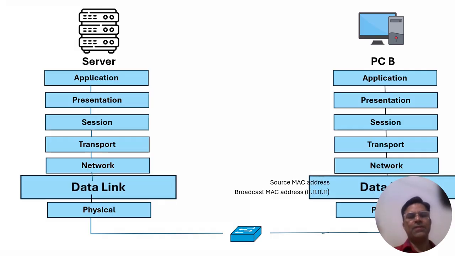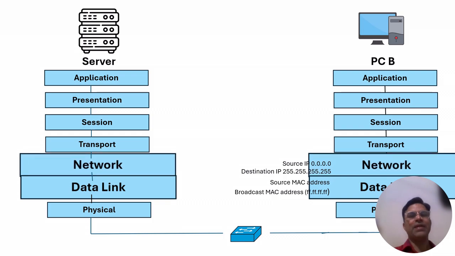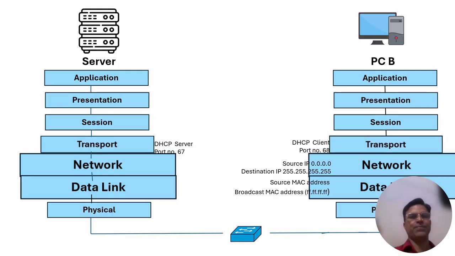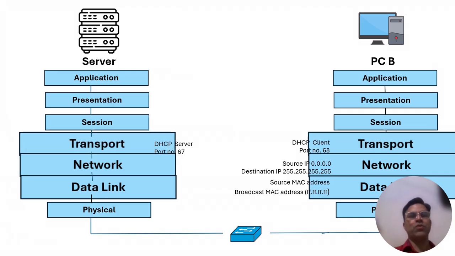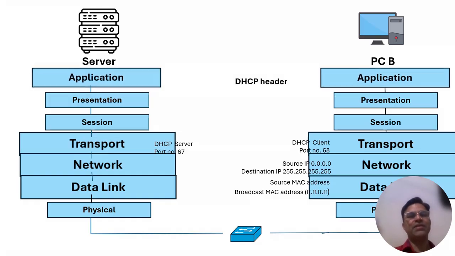DHCP is a layer 7 application. At the data link layer, it uses its own MAC address as source and the broadcast MAC address as destination, because it doesn't know the server's MAC address. At layer 3, it sends its own IP address 0.0.0.0 and the destination broadcast IP address 255.255.255.255. At layer 4, the source port will be 68 and the destination port is 67, the server port number. Layer 7 is the DHCP header.